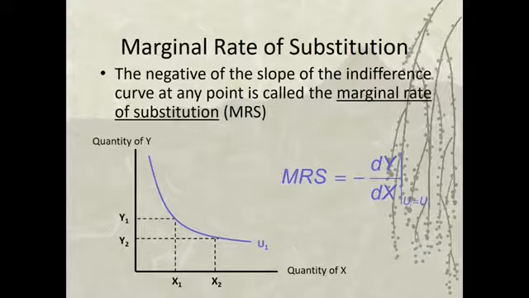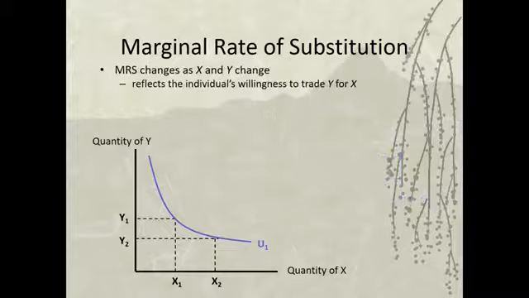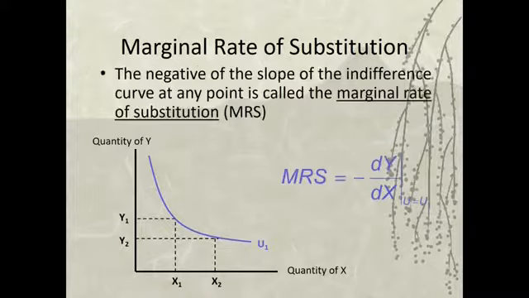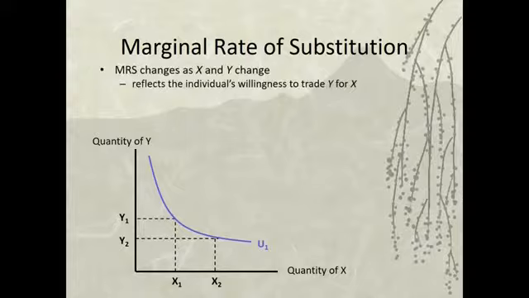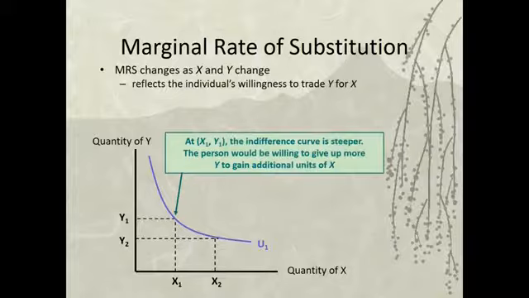Maybe this function is different. That is, dy by dx is different, but your total utility has to be the same, otherwise it will shift. So this is something people normally never speak about, but it is implicit. Unless and until you are very clear about this particular point, things are going to get out of your hand. So the marginal rate of substitution changes as x and y change, and reflects the individual's willingness to trade y for x.